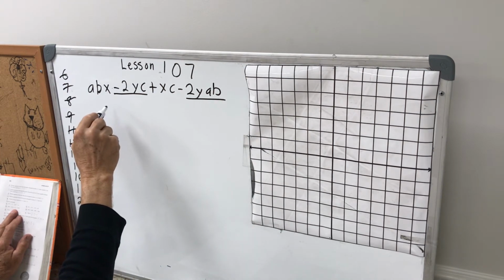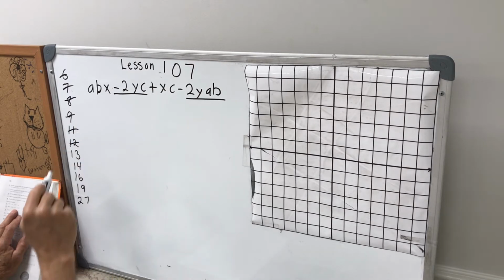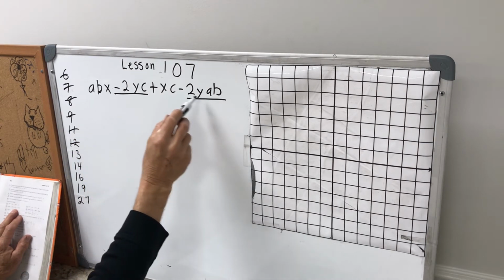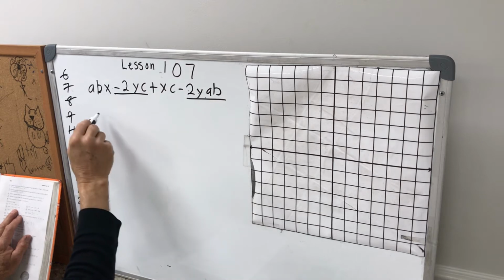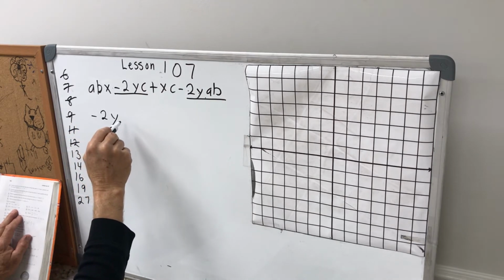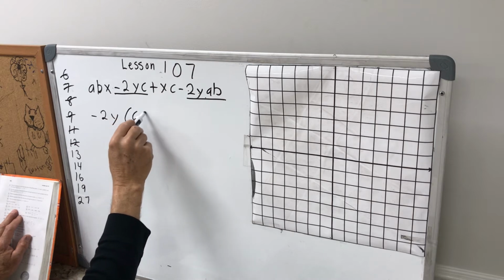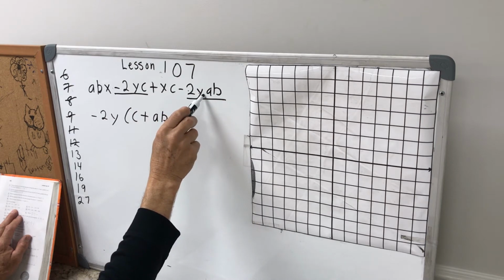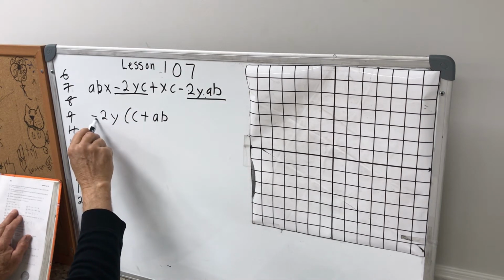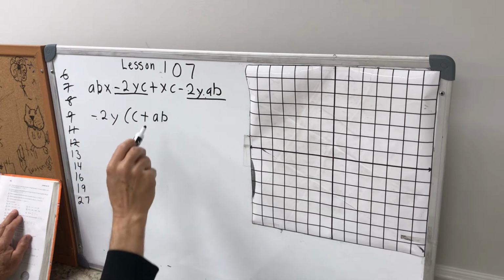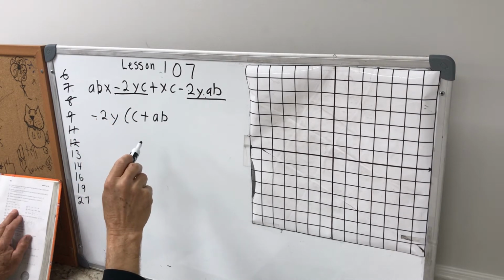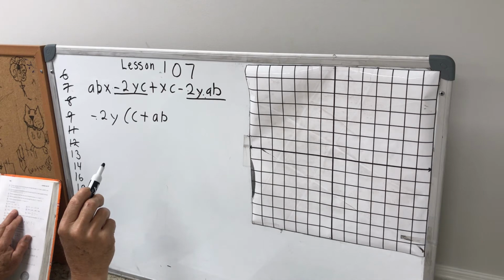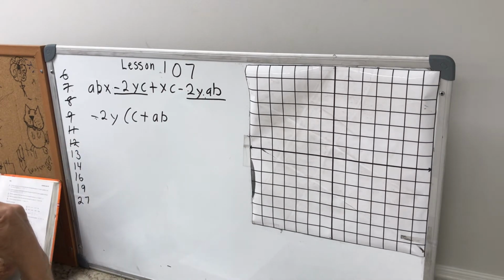If we would take abx. We factor out of these two, we could factor out the y's and the 2. Let's try that. Negative 2y leaves us with c plus ab. Actually, when we factor out the negative, it's going to change. I don't like, we can't have this negative here. That's my problem.